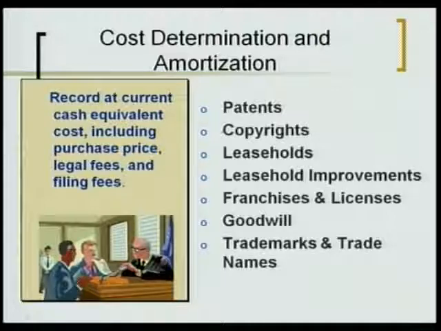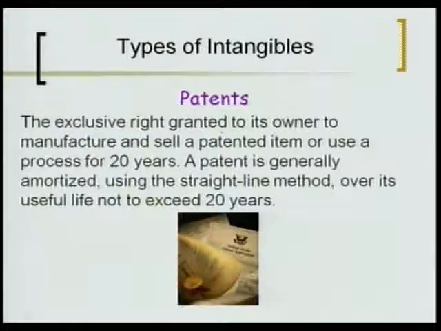Now, your book talks about these. We're not going to go into great detail about them, but I'm going to hit on each one a little bit. A patent is when the owner has a right, like they invent something, and they have a right to sell and manufacture that for a period of time, usually 20 years.